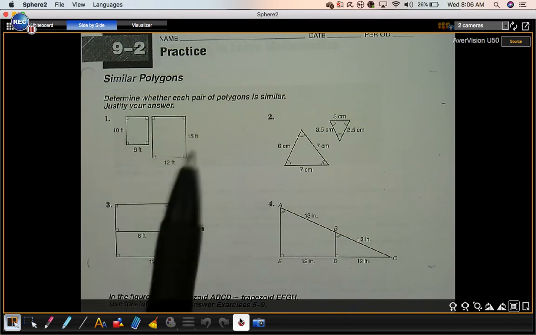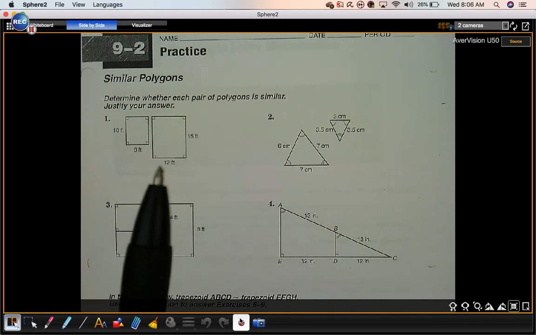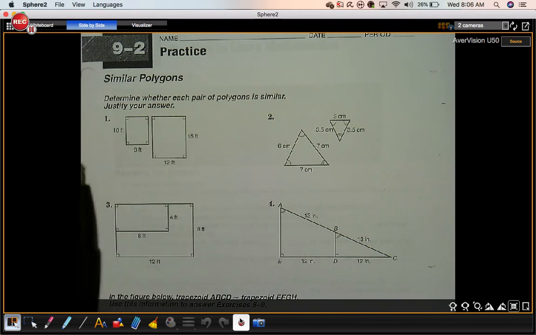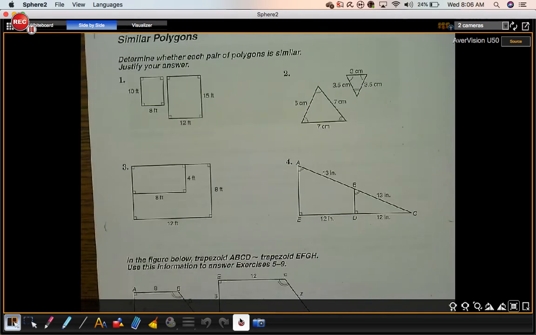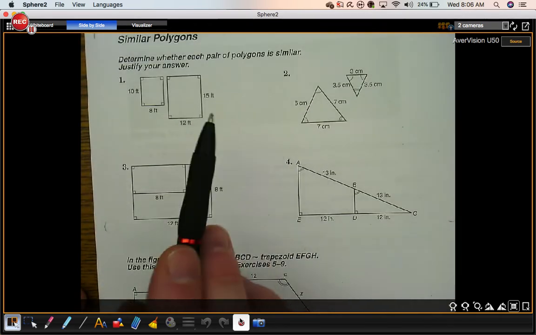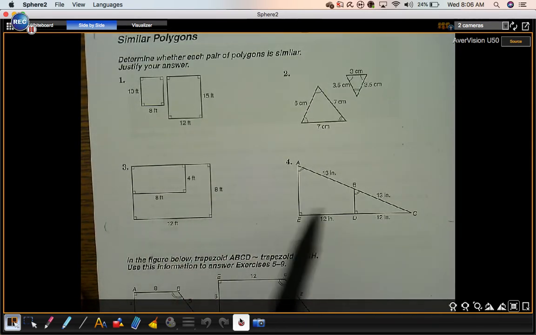So if you got 4 sides, you need to check 4 pairs of angles, and you need to check 4 ratios. These ones that overlap are a little more interesting than these ones that are separated. So we're going to do these two together.